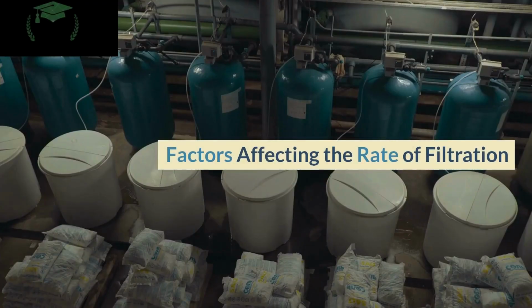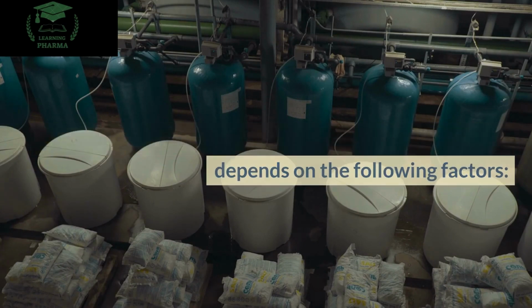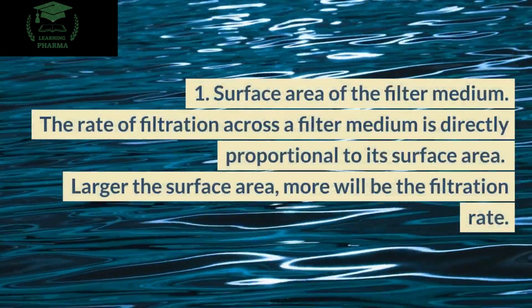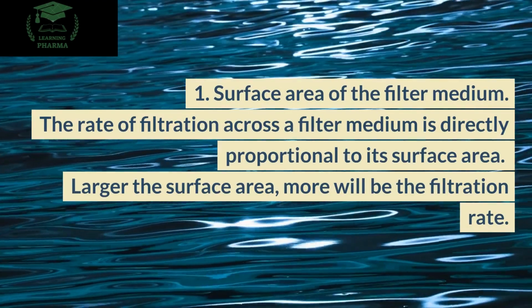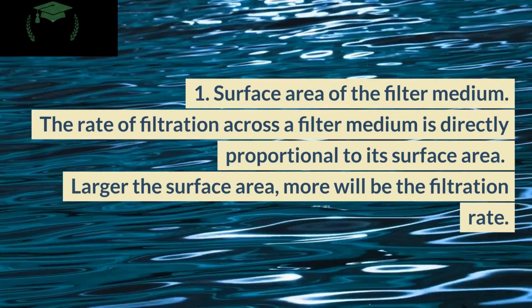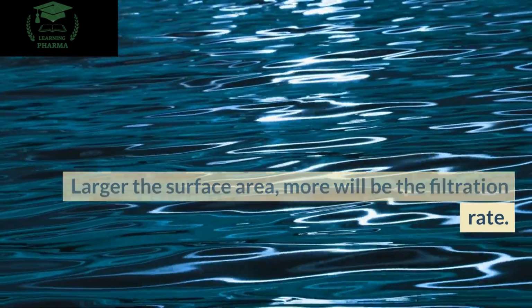Factors affecting the rate of filtration. The rate of filtration of a liquid across a filter medium depends on the following factors. 1. Surface area of the filter medium. The rate of filtration across a filter medium is directly proportional to its surface area. Larger the surface area, more will be the filtration rate.